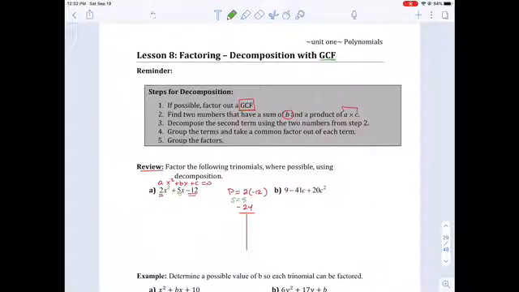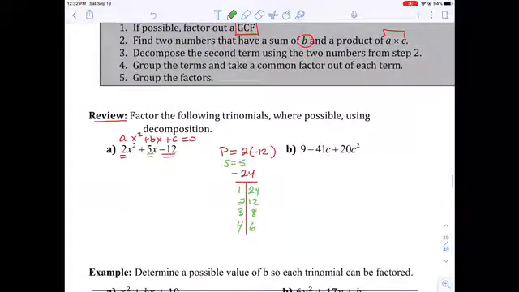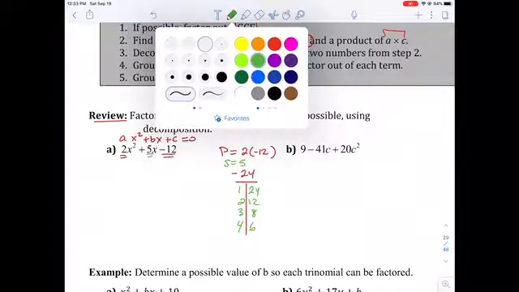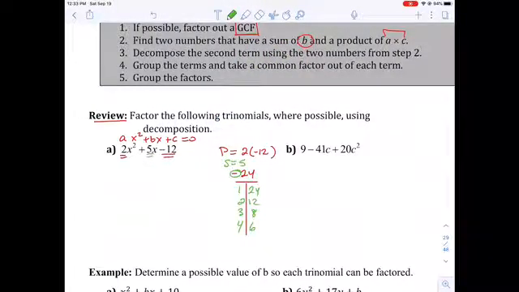So which numbers here, if I multiply 1 times 24, 2 times 12, 3 times 8, and I guess we can have 4 times 6 also, which of those could make a negative 24 and add up to 5? Well, 3 and 8 could add up to 5. One of them would have to be negative, which is what we need anyway because we need a negative product. So the 8 would be positive. We need the bigger number to be positive because we need a positive 5. And then there's our negative 3.